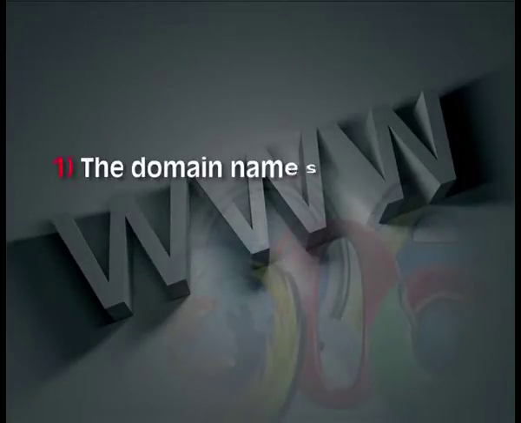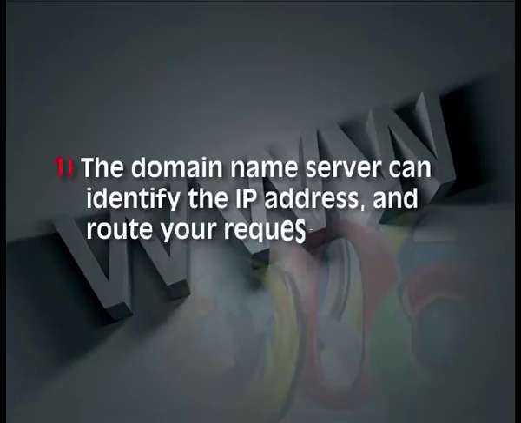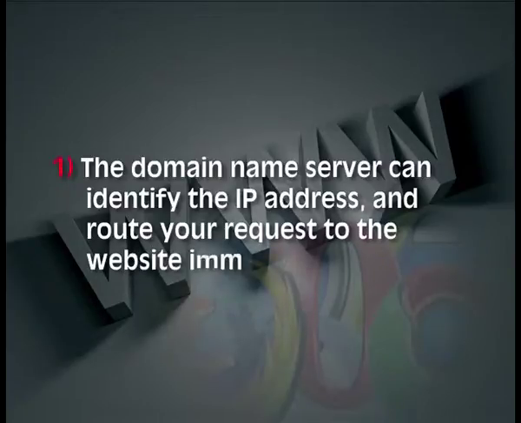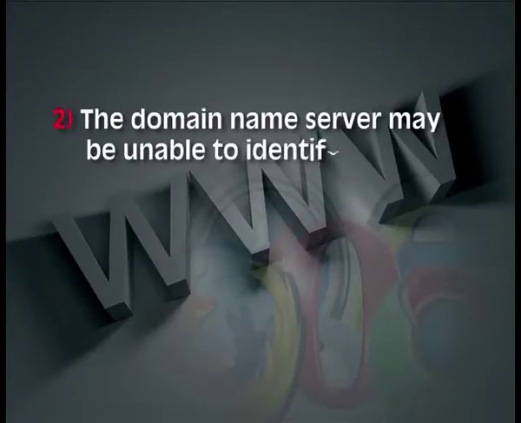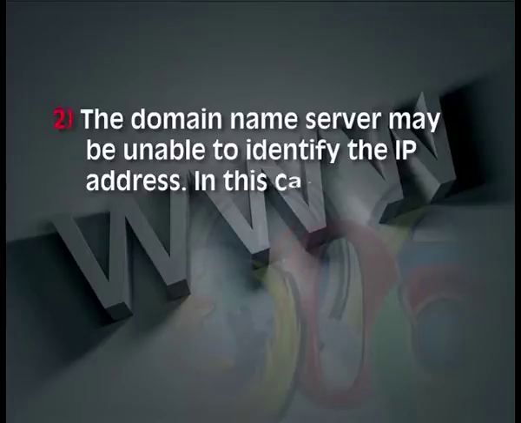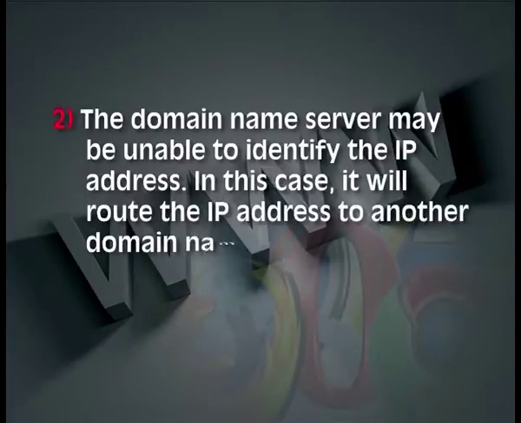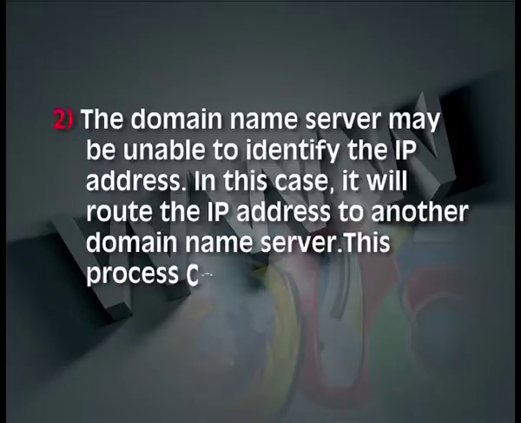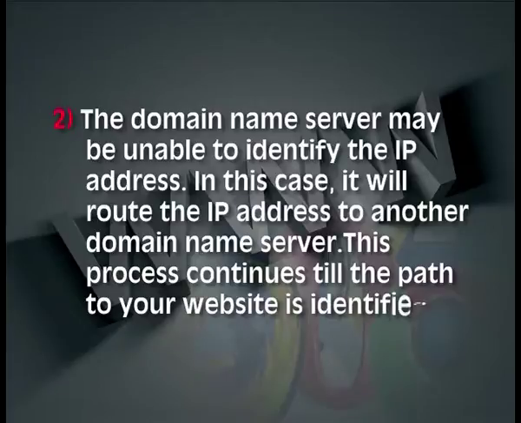Two things can happen here. One, the domain name server can identify the IP address and route your request to the website immediately. Two, the domain name server may be unable to identify the IP address. In this case, it will route the IP address to another domain name server. This process continues till the path to your website is identified.